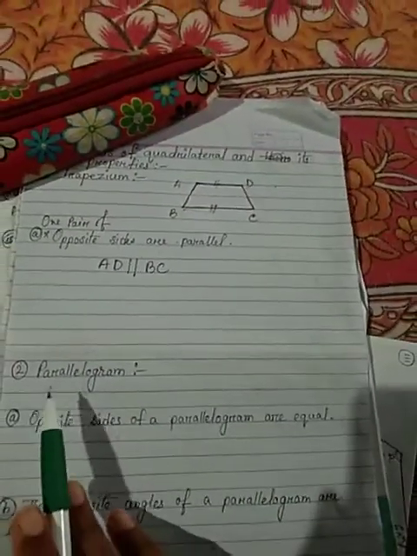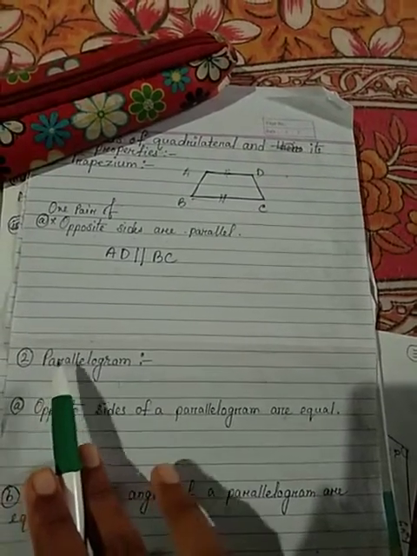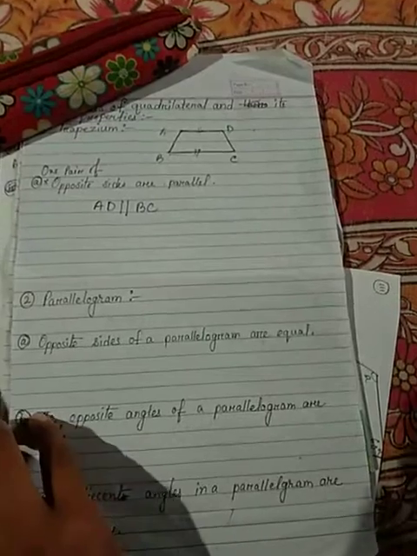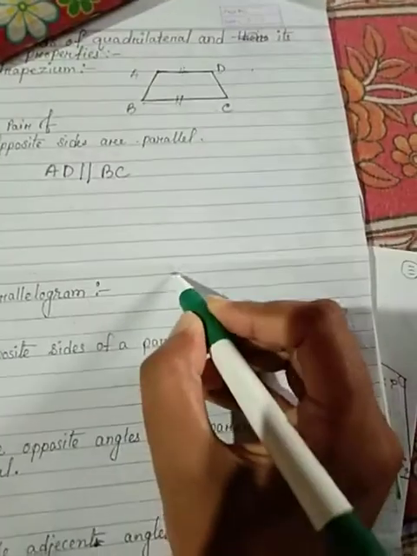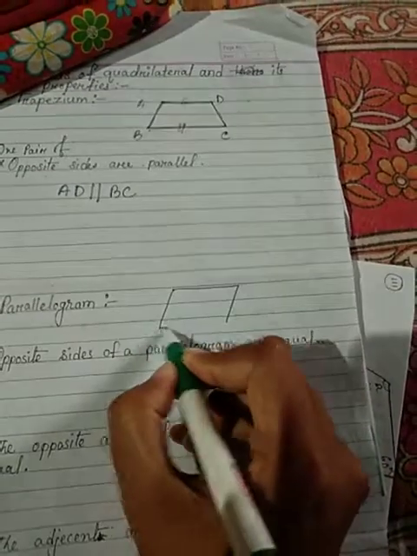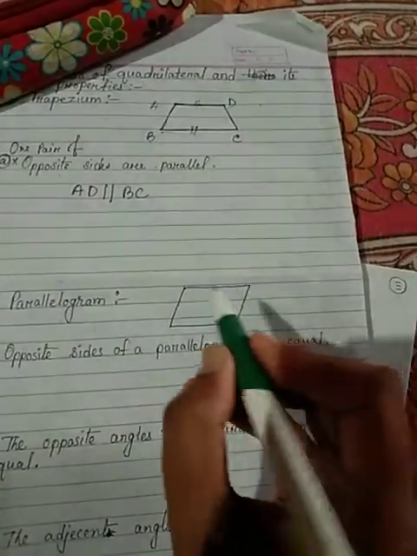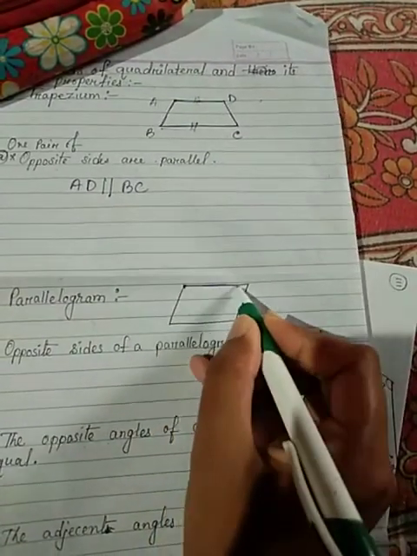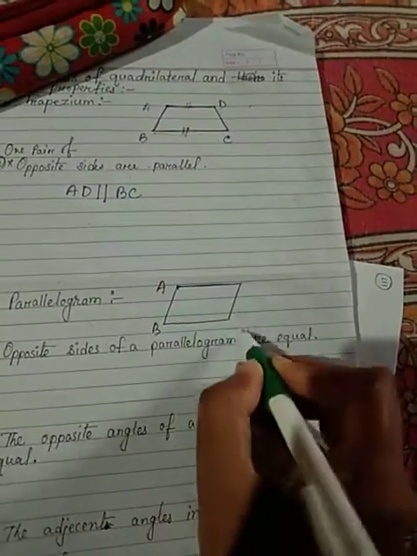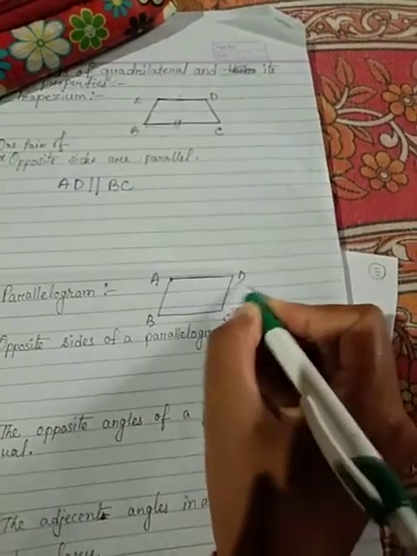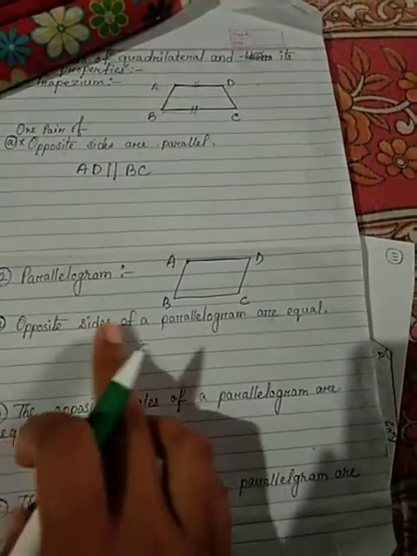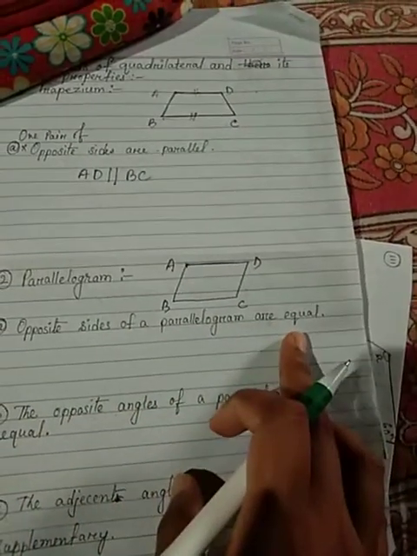Next quadrilateral is parallelogram. Now see what is the diagram of parallelogram. This is the diagram of parallelogram. Say its name is A, B, C, D.